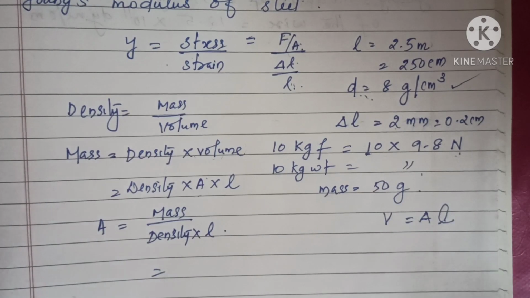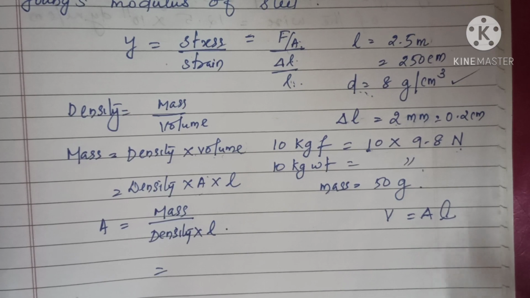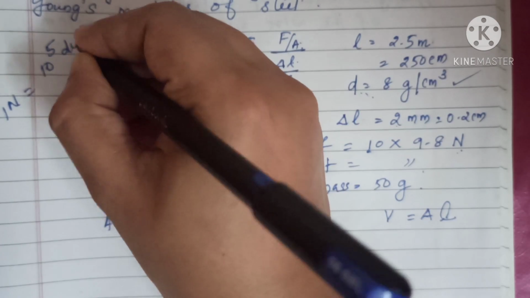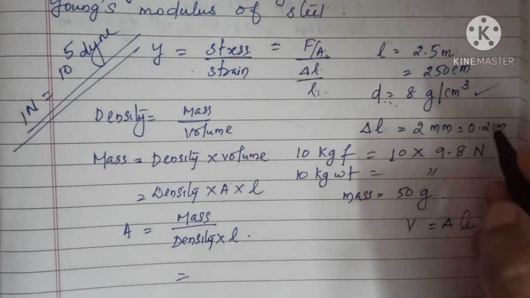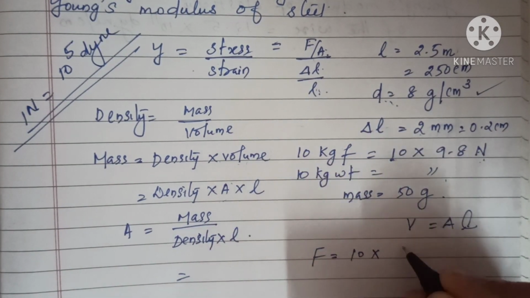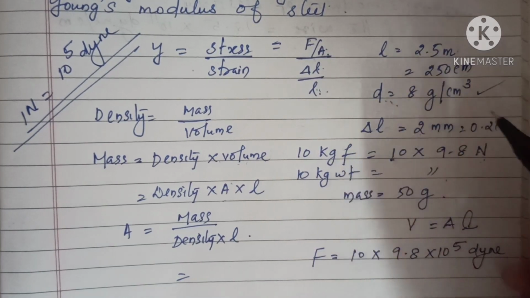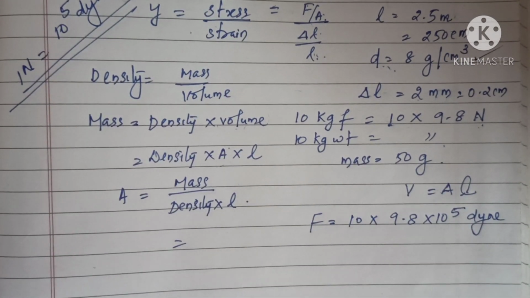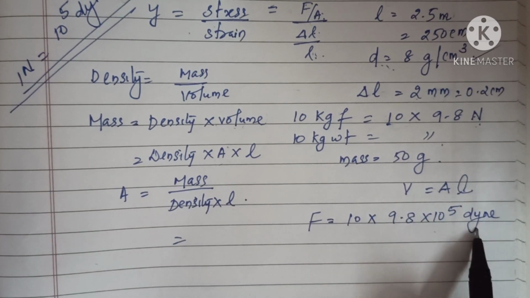Then here it is in Newton. So what is the CGS unit of force? Yes, it is dyne, isn't it? So how can you convert Newton to dyne? 1 Newton equal to how much? Yes, 1 Newton is equal to 10 power 5 dyne. You have studied this. So here I can write this expression as force is equal to 10 into 9.8 into 10 power 5 dyne, because we are converting each and every term from SI to CGS. Okay, so force equal to 10 into 9.8 into 10 power 5 dyne.